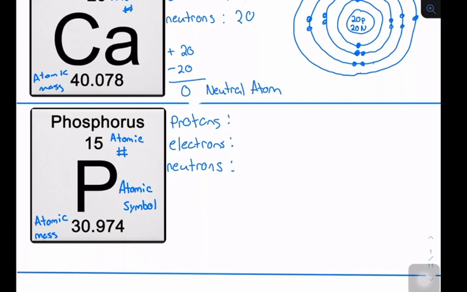So phosphorus is atomic number 15, which means it has 15 protons, 15 electrons. Let's see how many neutrons it has. The atomic mass is 30.97, which is pretty much 31. So if the mass is 31 and I have 15 protons, that means that I have 16 neutrons.